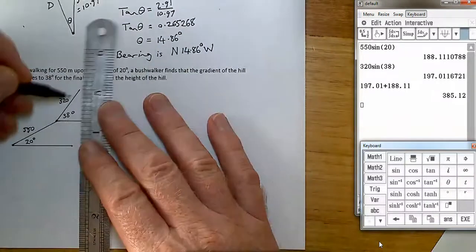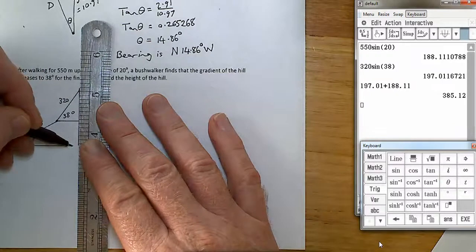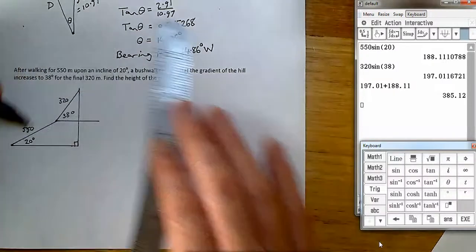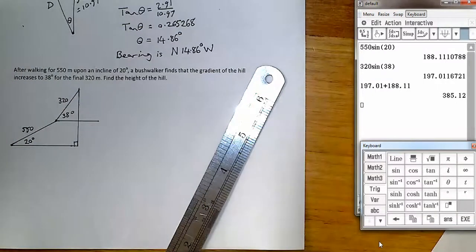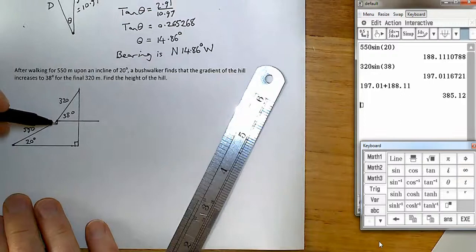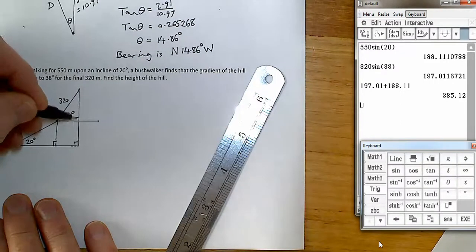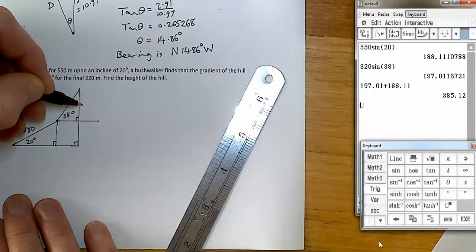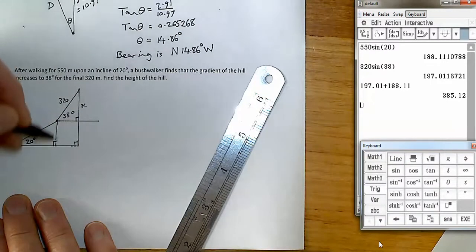So if we just put a line straight down here, our job is to work out how tall the hill is. Now, firstly, we haven't really got enough triangles here, but if I put a line down here, what we'll be able to do is something like this. Look at this triangle here, and we can work out this height here, let's call it x. And then look at this triangle here, and we can work out this height here, y.